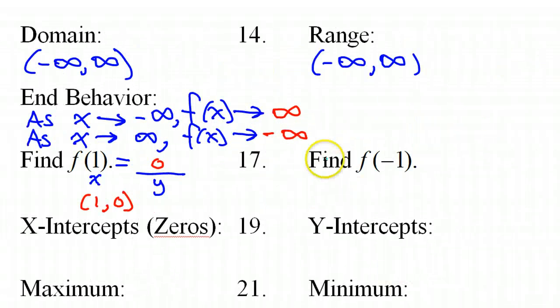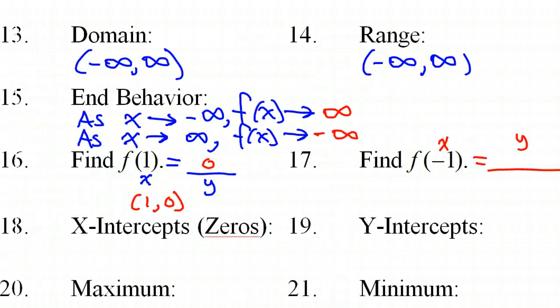Now the next one says f of negative 1. So we need to see what happens at negative 1. Remember, this is the x value, and they're asking us for the y value. So let's go to an x value of negative 1 and look around.